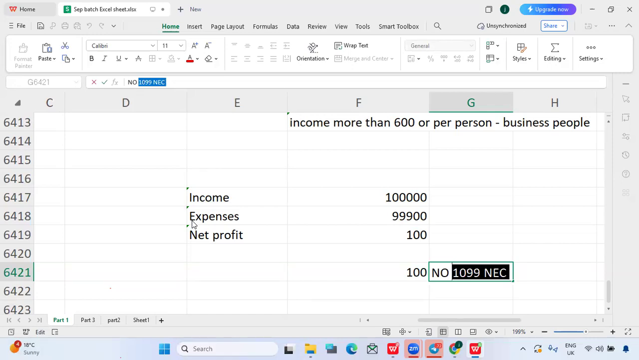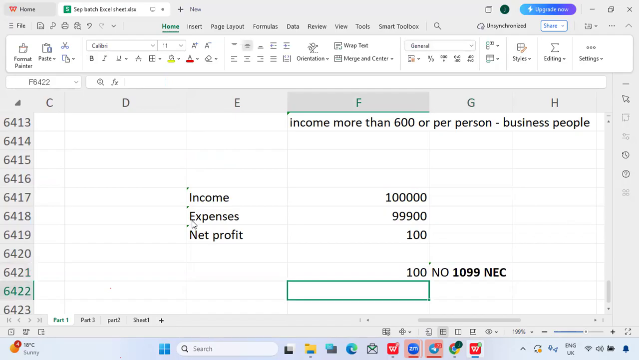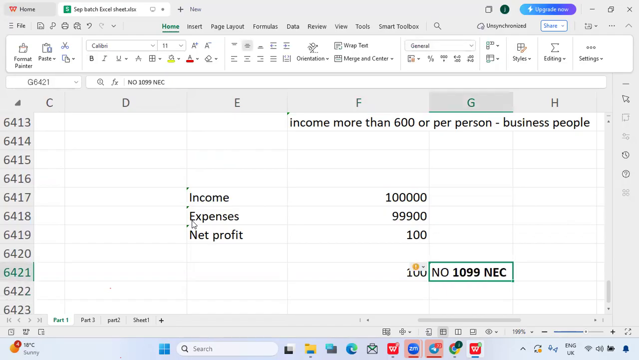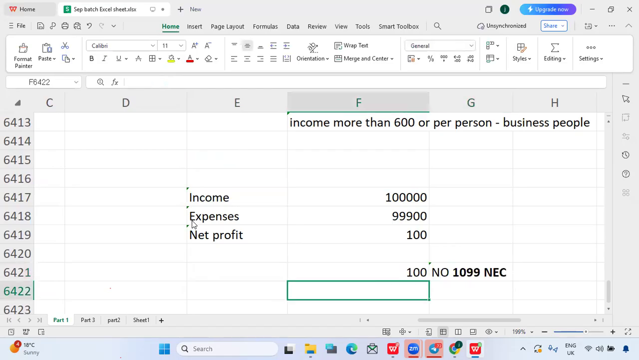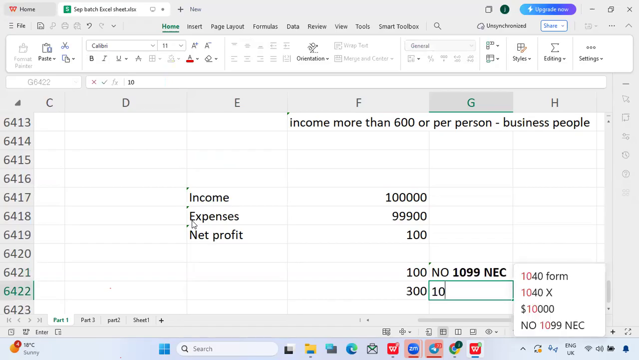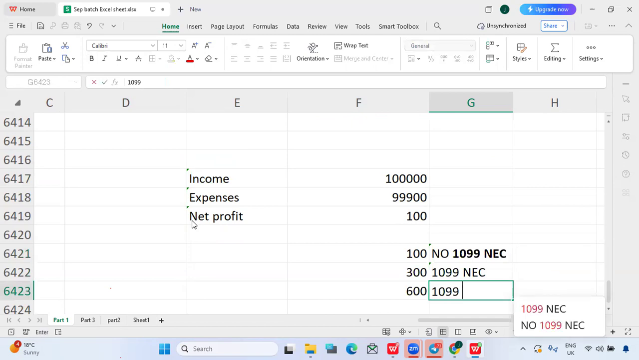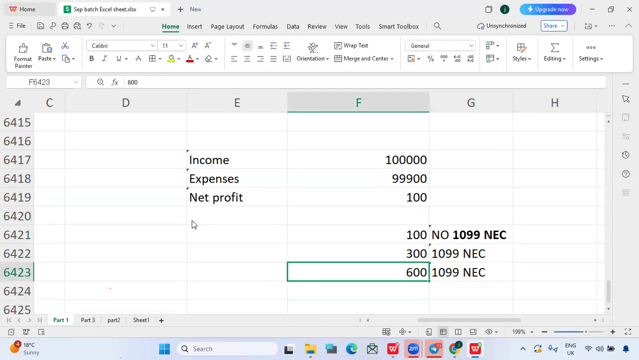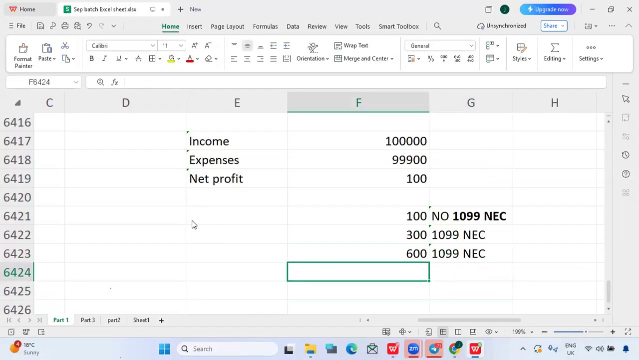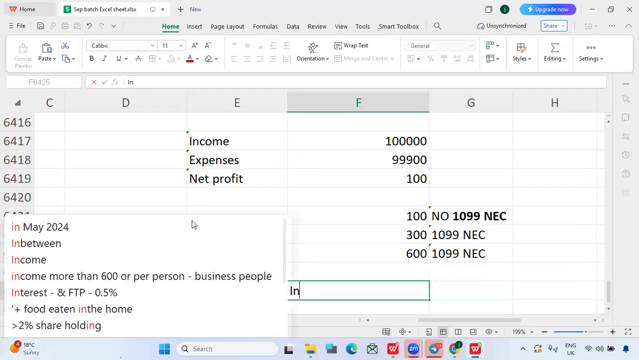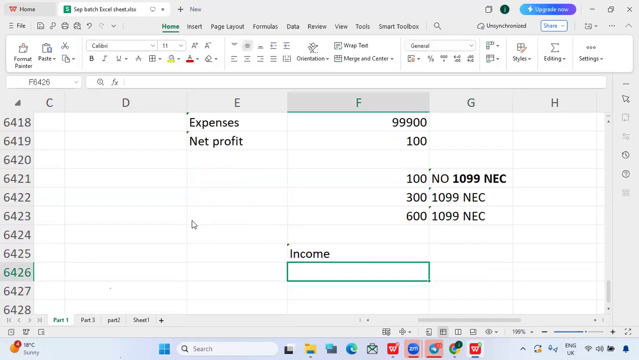So with the source document, in the case of $100, no NEC we have received, but it is optional. If the business people want to give an NEC, then they can. It is optional for the payer, but it is mandatory when it is more than 600. Now we have received $100 income, no NEC, $300 with an NEC, and $600 with a 1099 NEC. So when you report income in this case, how much do we actually have to report? How much is your income, guys?